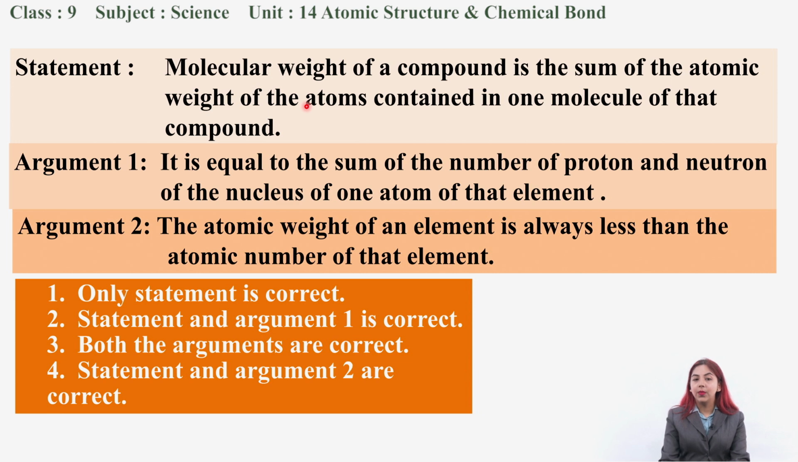Argument 1 says molecular weight is equal to the sum of the number of protons and neutrons in the nucleus of one atom of an element. Is this true? No, it's not true, because this is not the molecular weight, it is the atomic weight. Atomic weight is the sum of the number of protons and neutrons present in the nucleus of one atom of an element. So, argument 1 is an incorrect definition of molecular weight, because it is the definition of atomic weight. So, argument 1 is incorrect.